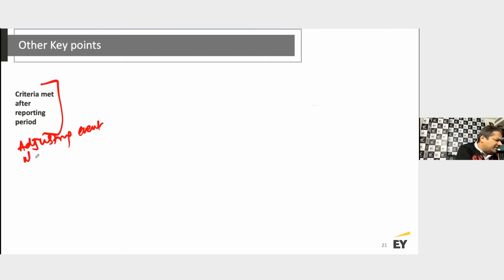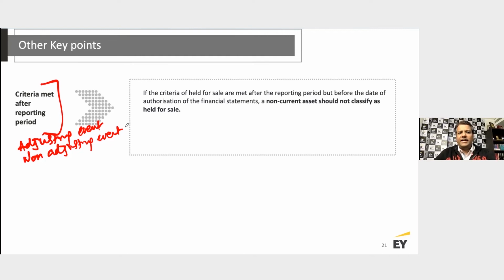Is it an adjusting event or a non-adjusting event? That's where it is a non-adjusting event. A decision subsequent to the reporting period is a non-adjusting event. If the criteria of held for sale are met after the reporting period but before the date of authorization of the financial statements, a non-current asset should not be classified as held for sale. That means it's a non-adjusting event, right?